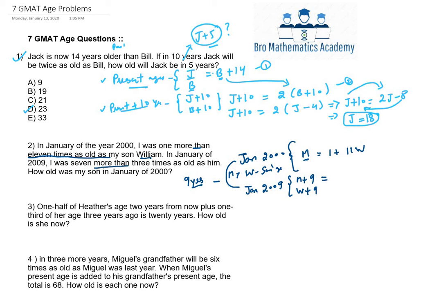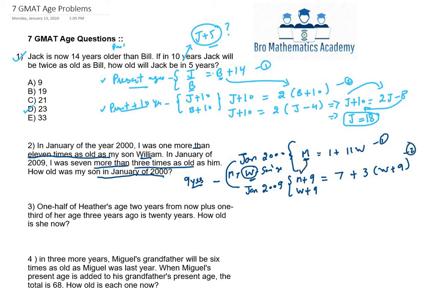And man's age, M plus 9, is 7 more than, 7 plus more than what? 3 times as old as him. So 3 times the age of William, which is W plus 9 now, right? And we have to find how old was my son in January of 2000. So we have to basically find the value of W. So now we know we have to find W, so we'll put the value of M from first equation. This is first equation, this is the second.